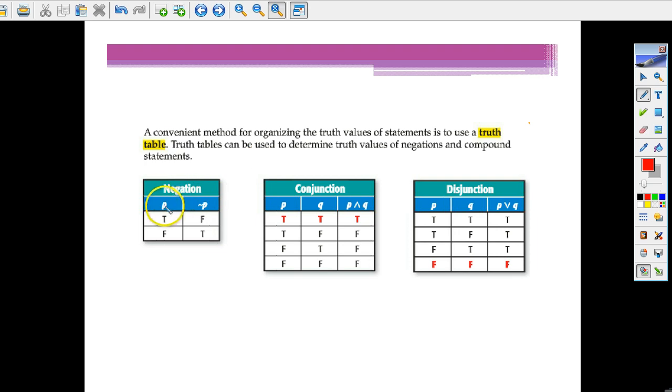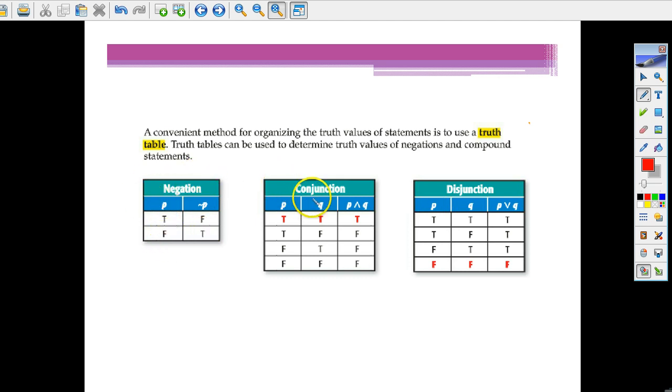Okay, so if you have a statement P and it's true, when you negate the P, it's not P, so not true would be false. Other way around, if you have false and it's not false, then it would be true. Okay, that was the simple part.